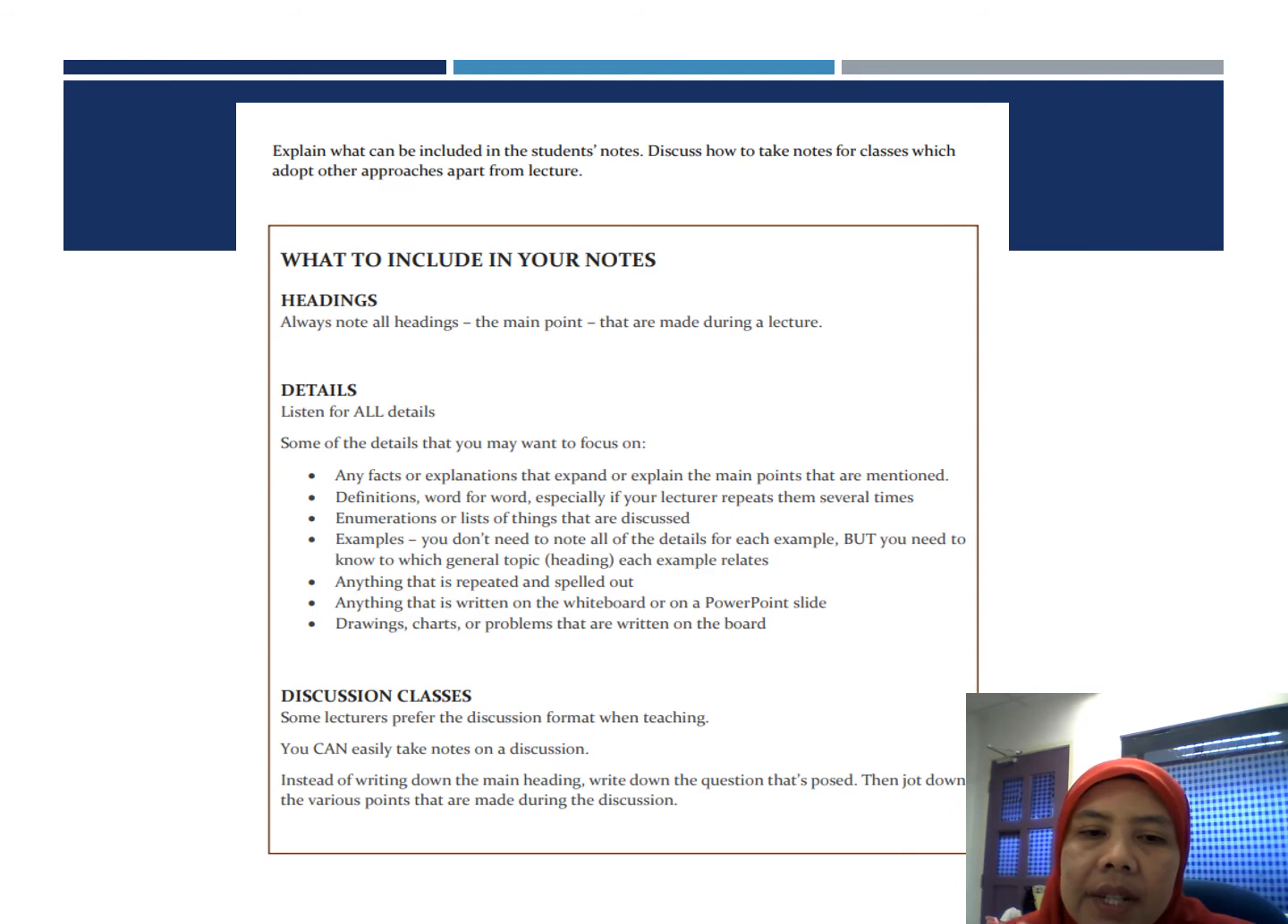Definitions, word for word, especially if your lecturer repeats them several times. Normally when it comes to a main point or important point, the lecturer repeats it several times, which means that is an important point. Enumerations or lists of things discussed. Examples: you don't need to know all the details of each example, but you need to know to which general topic each example relates. If you have a lot of examples, you do not need to take all of them, but you need to choose the best one related to the topic.